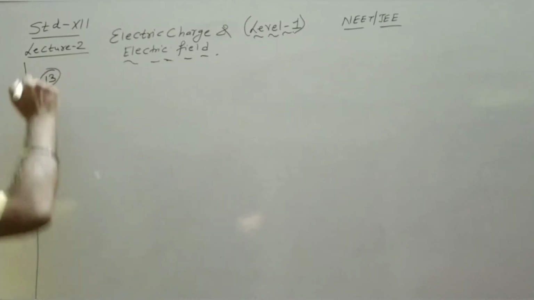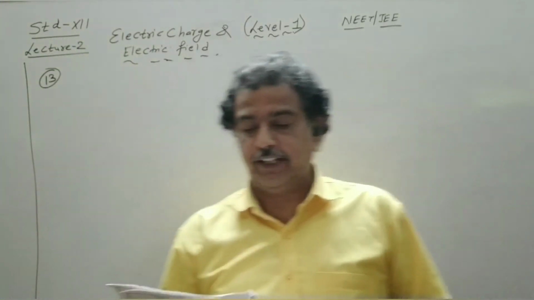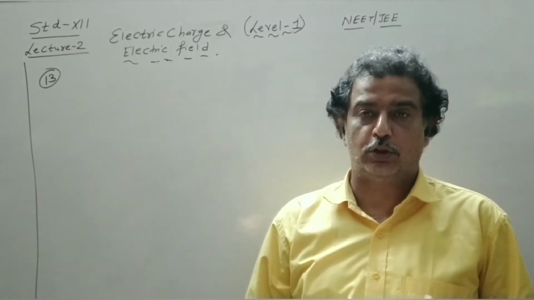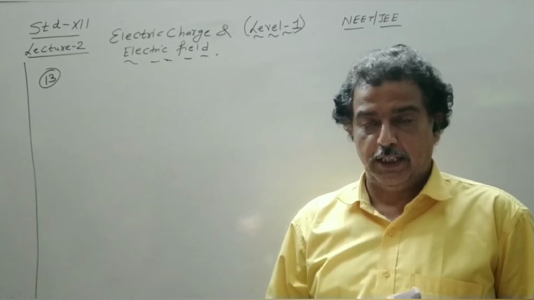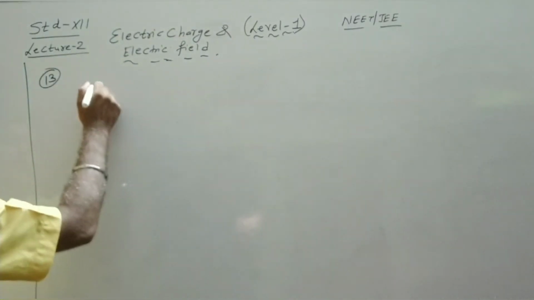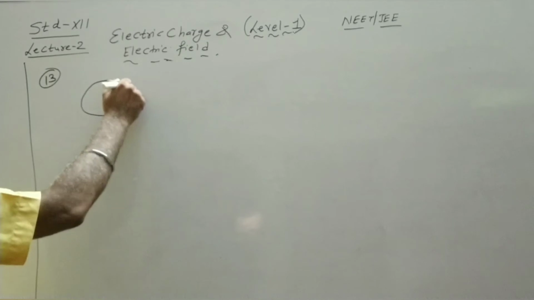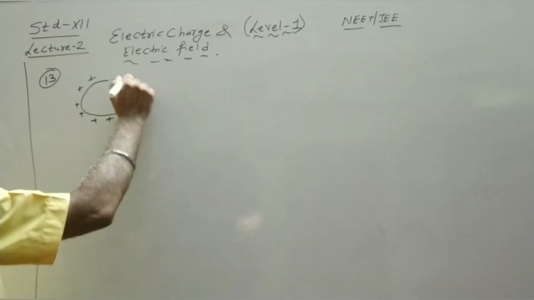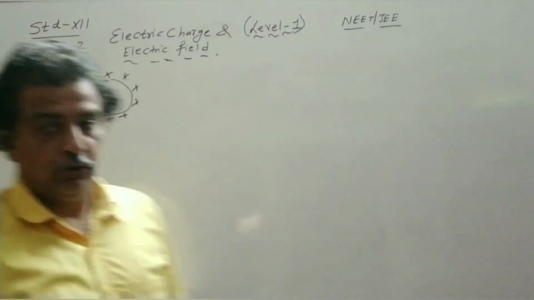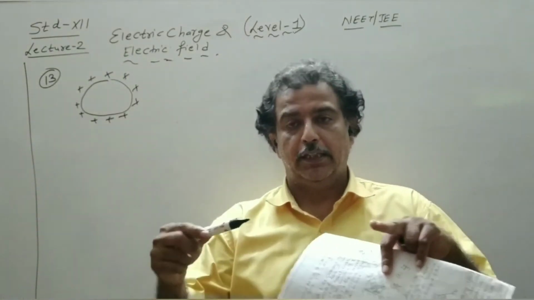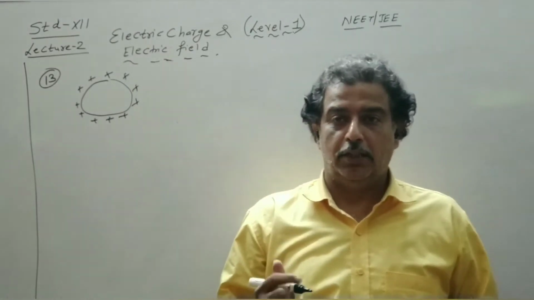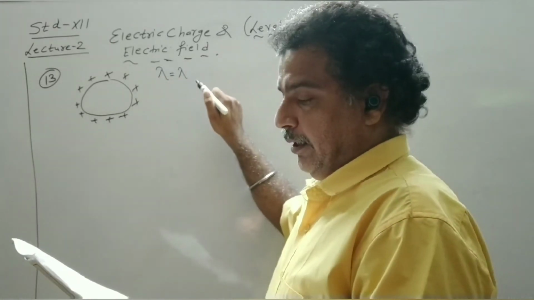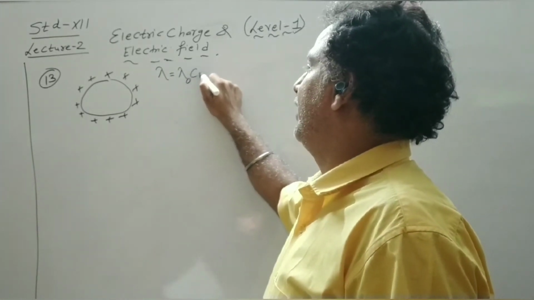In question number 13, a circle of radius A has a charge density given by lambda is equal to lambda naught cos square theta. So here a circle has a linear charge density. When the charge is distributed on a circle, it is a linear charge density. It is like this: we have a long wire given the shape of a circle, and this linear charge density lambda is lambda naught cos square theta.